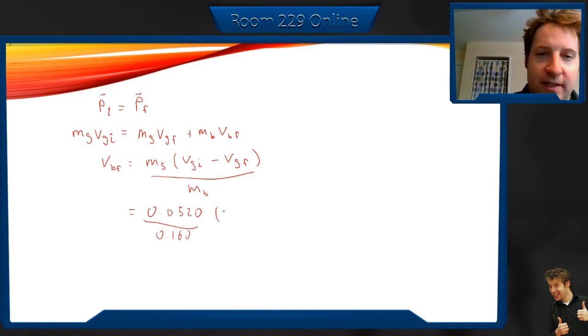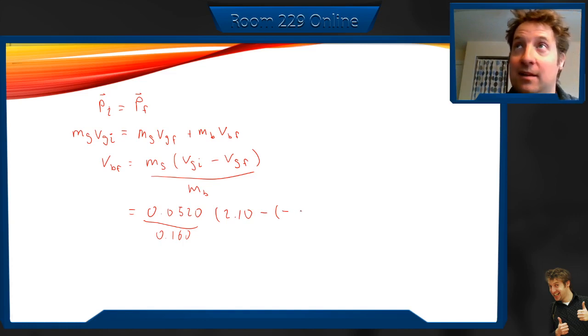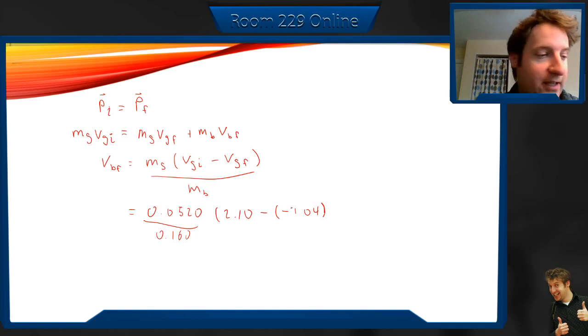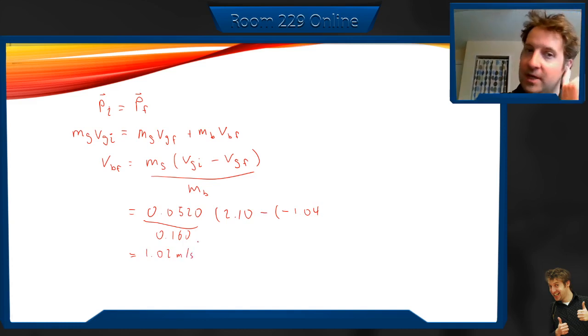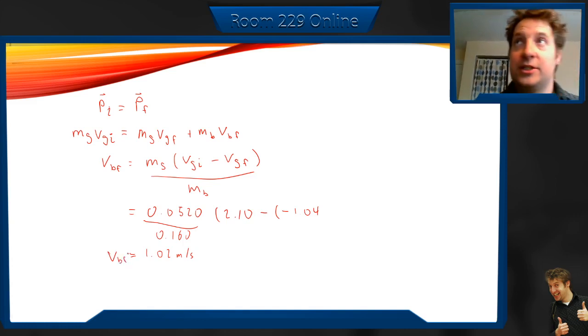This is tricky like this. So it's 2.1 meters per second, take away, and this is the tricky bit, remember that the golf ball afterwards bounced back at a speed of 1.4, so that's going to be in the negative direction. Subtracting a negative is adding, and everything works out to 1.02 meters per second. So this is my velocity of the billiard ball after the collision.